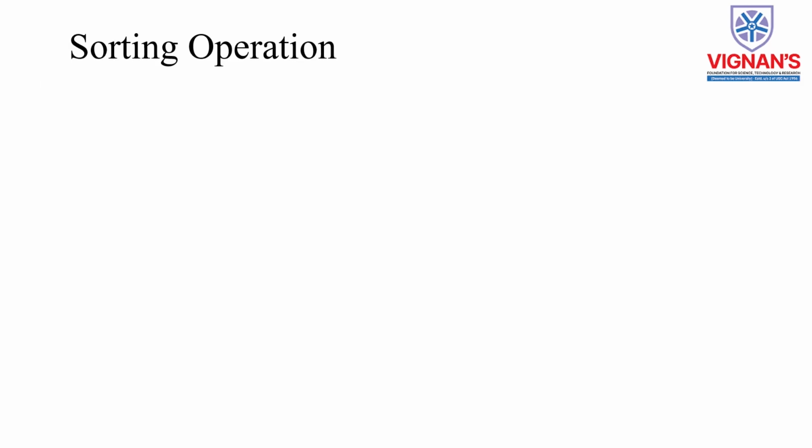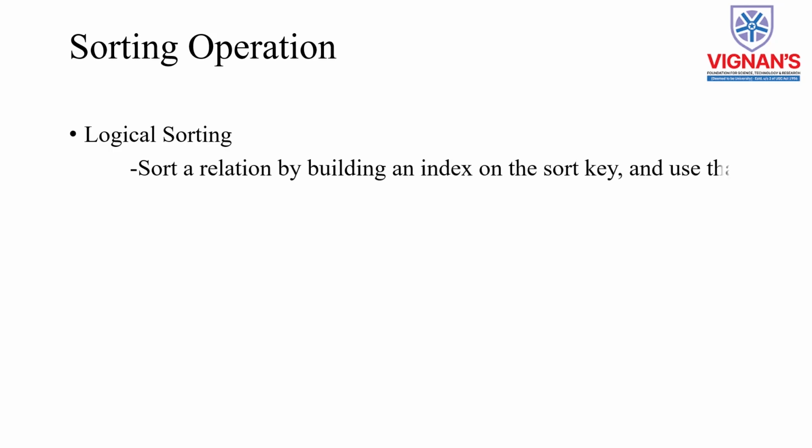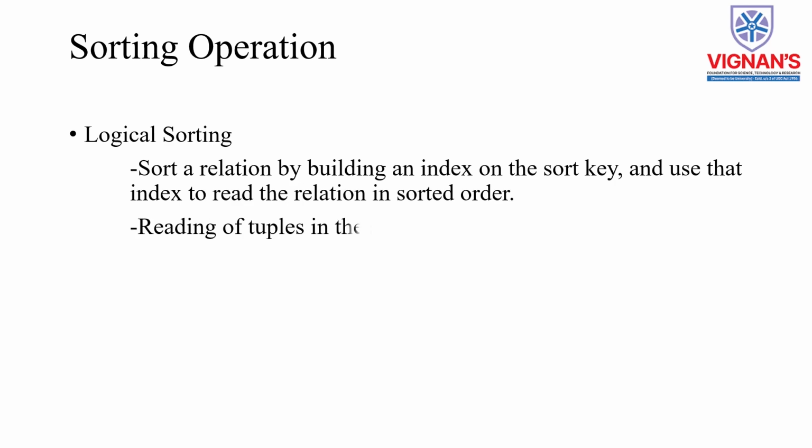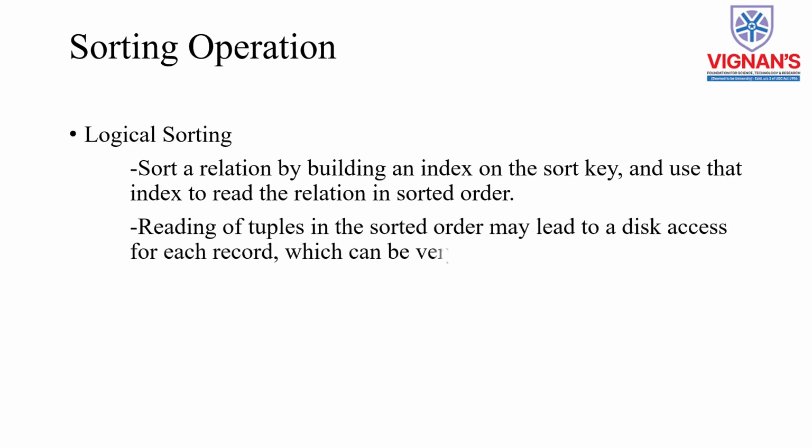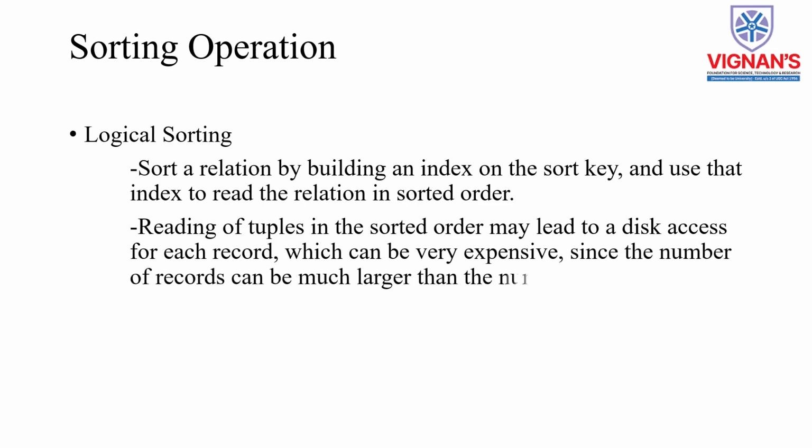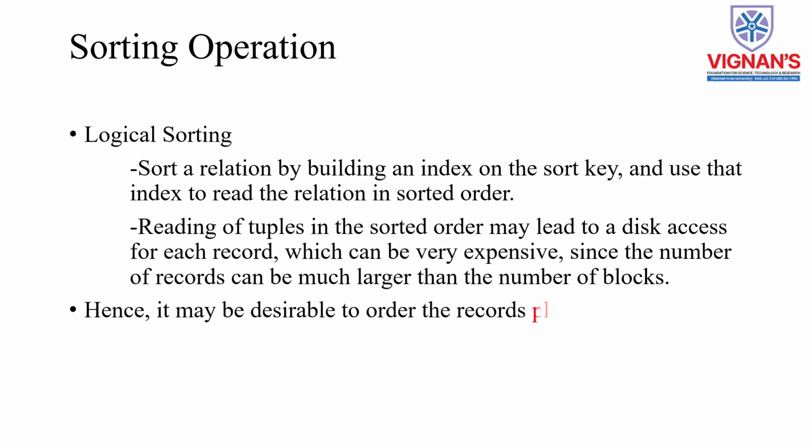Sorting operation. In logical sorting, we sort a relation by creating an index on the sort key. Then we use that index to read the tuples in sorted order. But reading tuples like this can cause a disk access for each record. That becomes very costly because the number of records can be much larger than the number of blocks. So, instead of only sorting logically, it can be better to store the records in physical sorted order.